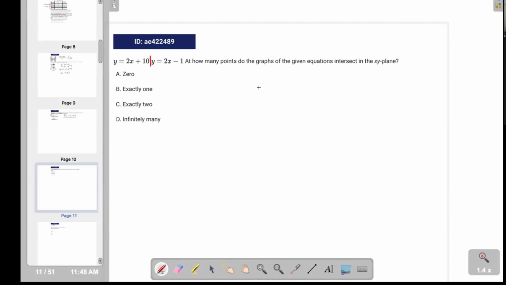What this means is they have the same slopes. We're not going to actually graph them, but if we were to graph these normally, you'd see that one has an intercept of 10 up here, and the other has an intercept of -1. They have the same exact slope, meaning they're parallel to each other, so they'll never touch. Even though they have the same slope, they have different y-intercepts, so they never touch each other. Our answer is going to be A, which is 0.